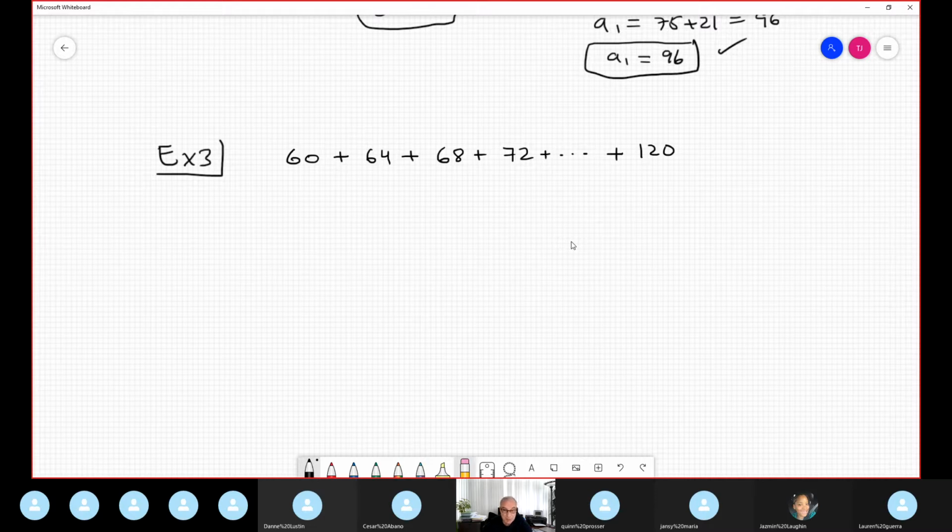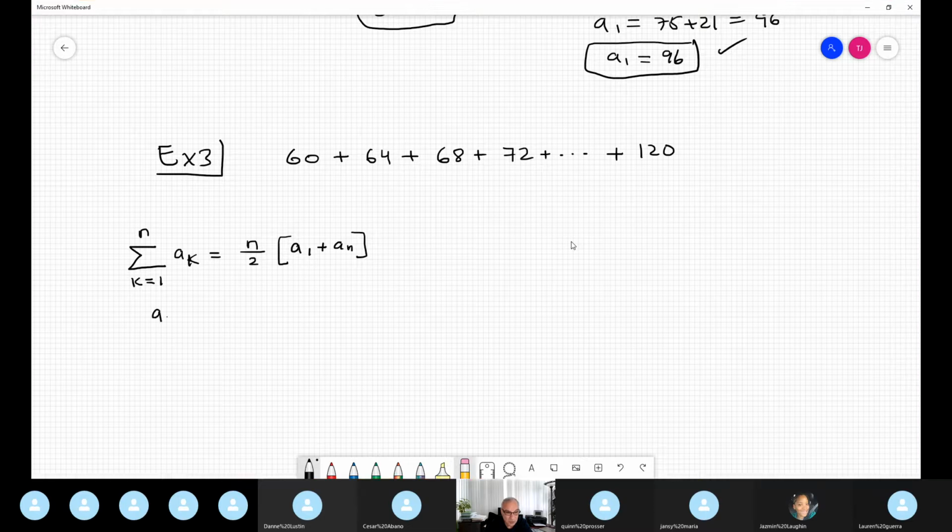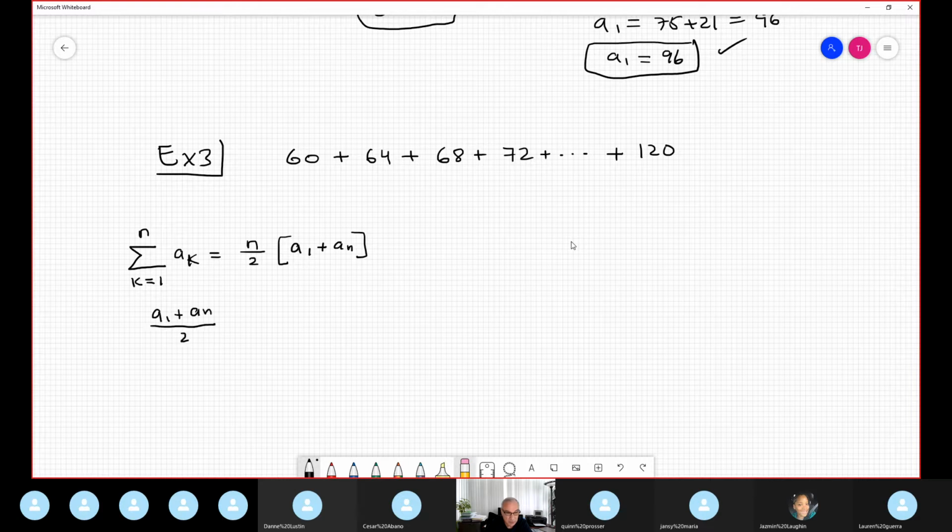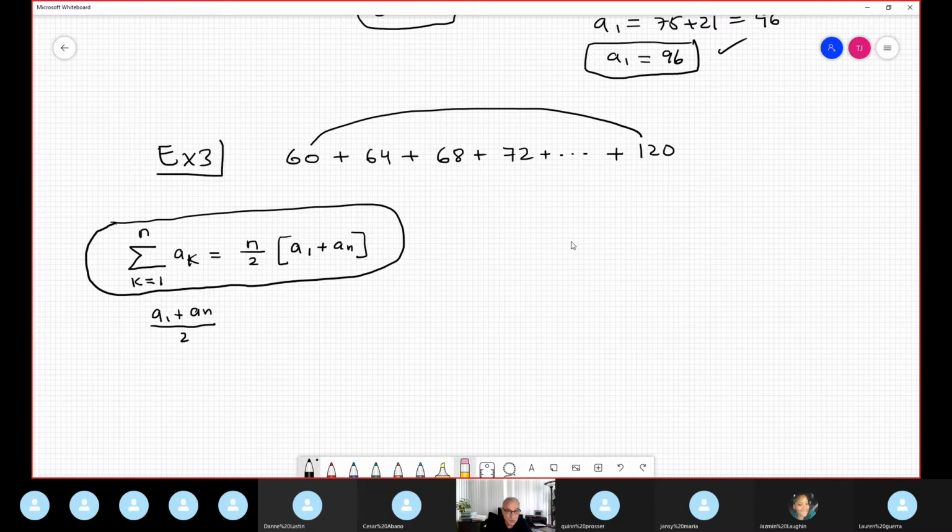Actually, it's not the total sequence, it's a portion of the sequence that I want to find the summation of. What is the formula? The formula for the summation of an arithmetic sequence is equal to n over 2 times bracket a1 plus a sub n. Wow, it's easy, because the only thing you should do is average. Look, a1 plus a sub n: the interpretation, in my opinion, is you average the first and the last. So 120 plus 60 divided by 2, and multiplication by the number of elements.